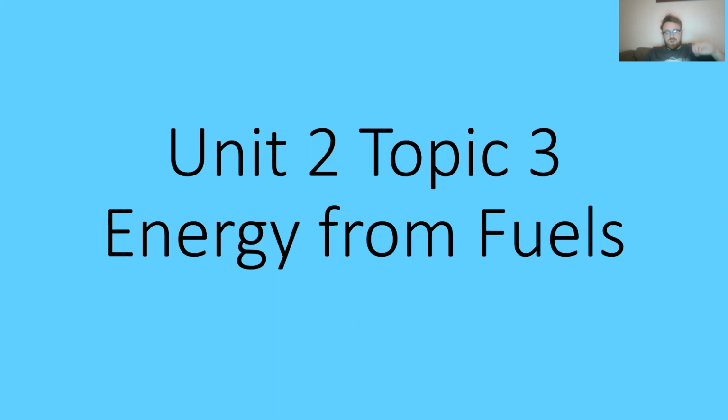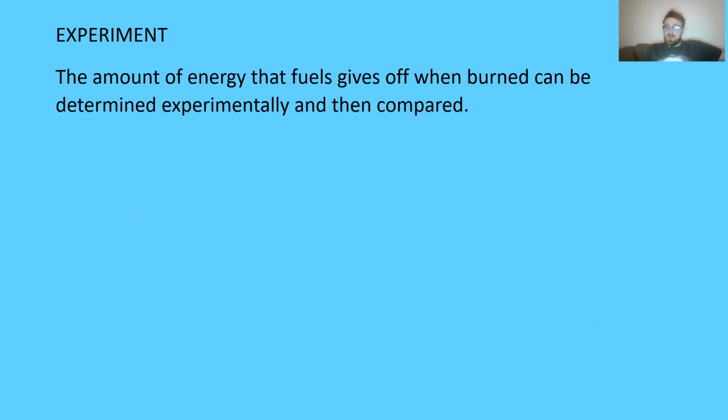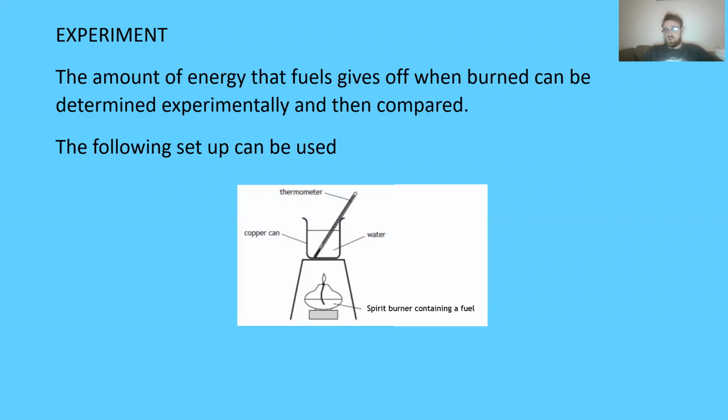So, new topic, Unit 2, Topic 3, final topic of Unit 2, energy from fuels. Nice short topic. Let's run through it. Take the title experiment. The amount of energy that fuels give off when burned can be determined experimentally and then compared. Normally you would do this with more than one type of fuel, and then you would compare your results and try to work out which fuel gives off the most energy. The following setup can be used, and then I want you to draw this diagram.